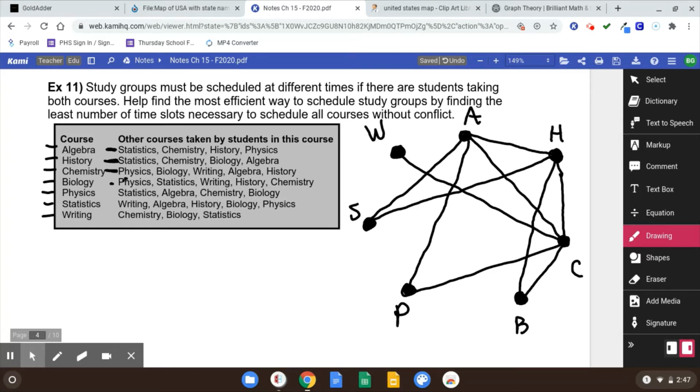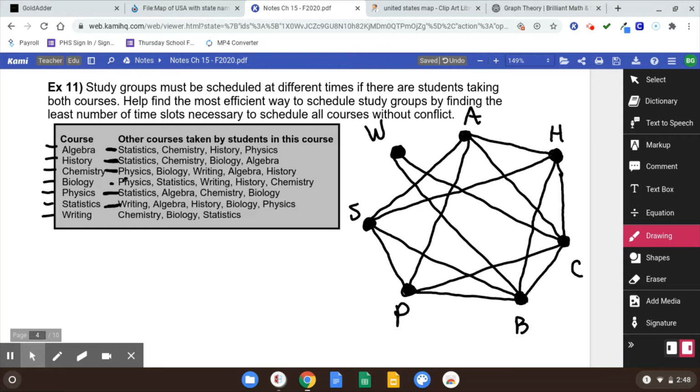Biology goes to physics, statistics, writing, history, I've got it, and chemistry, I've got it. Now we do physics. Physics goes to statistics and algebra, which I've got, and chemistry, which I've got, and biology, which I've got.